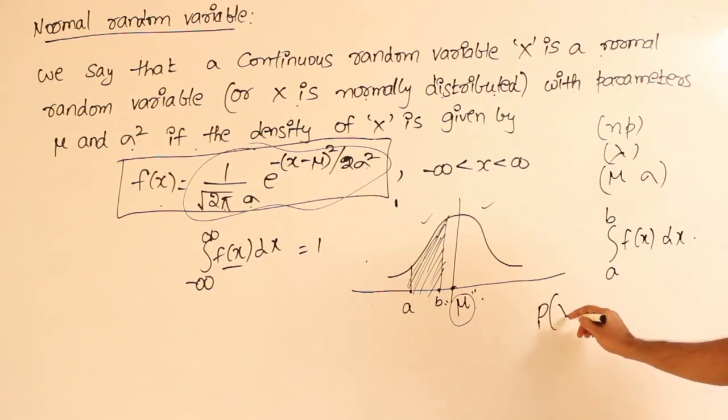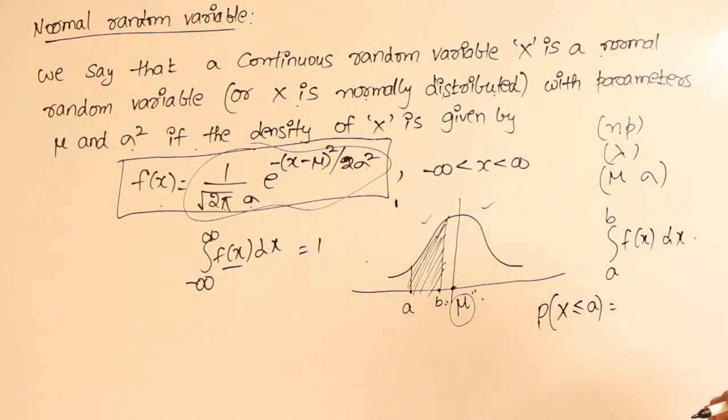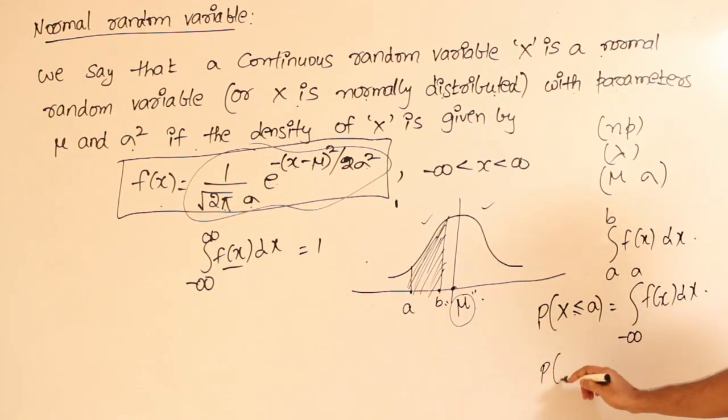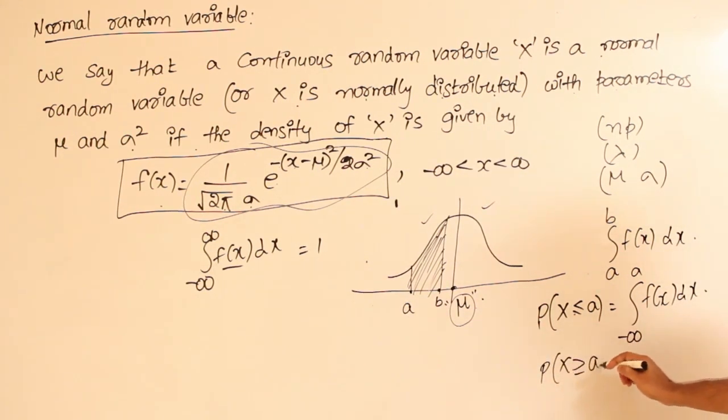The probability that capital X will take a value less than or equal to A is nothing but, if they are talking about less than or equal to A, we have to go from minus infinity to A and integrate it, just like how we did for all the other functions, right? And similarly they might ask what is the probability that X is greater than or equal to A, then you have to start from A and go till infinity of f(x) dx, right?